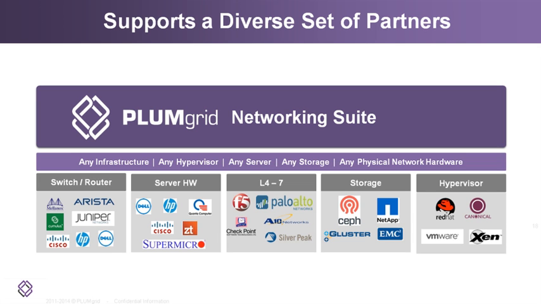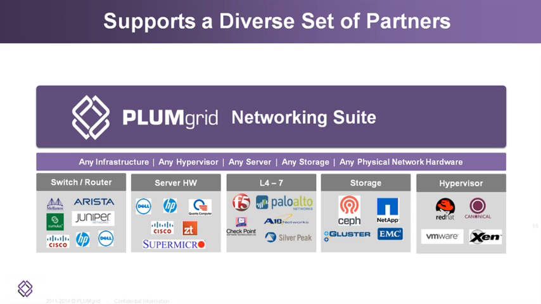Now, if we look a little more in detail at the partner ecosystem, this is a very interesting point for us, where the PLUMgrid OpenStack networking suite can support a very diverse set of partners. I briefly touched upon the layer 4 to 7 partners, which is something that is very key to the solution that we bring to the market. But we also work with a broad array of partners from the switching and routing space, obviously Mellanox for the hardware acceleration, to the server hardware, storage and the hypervisor.